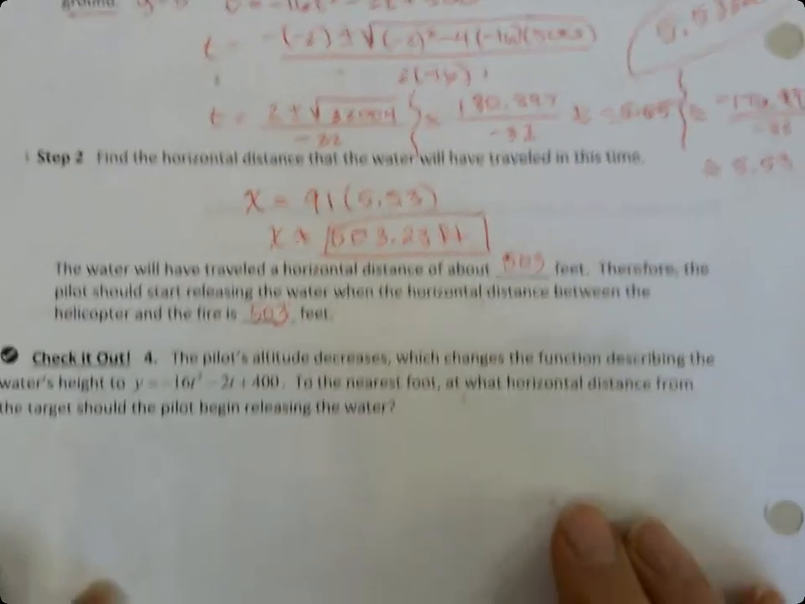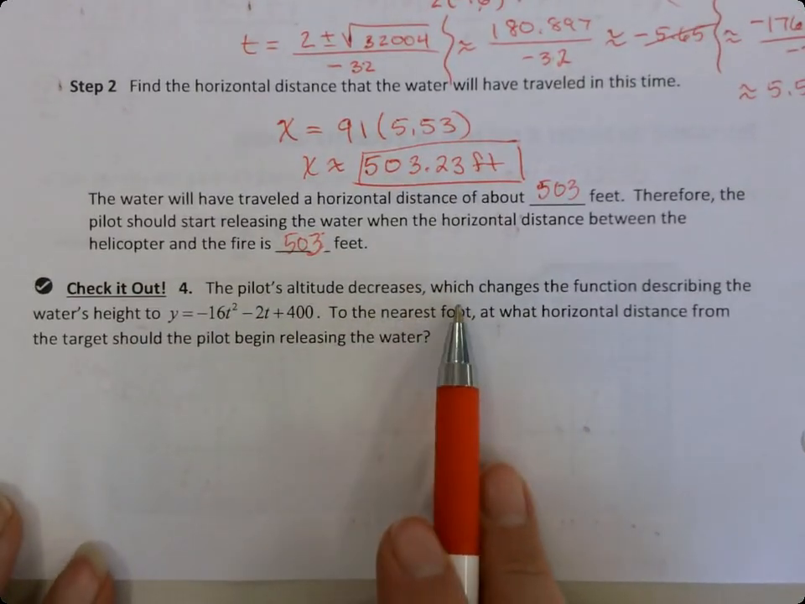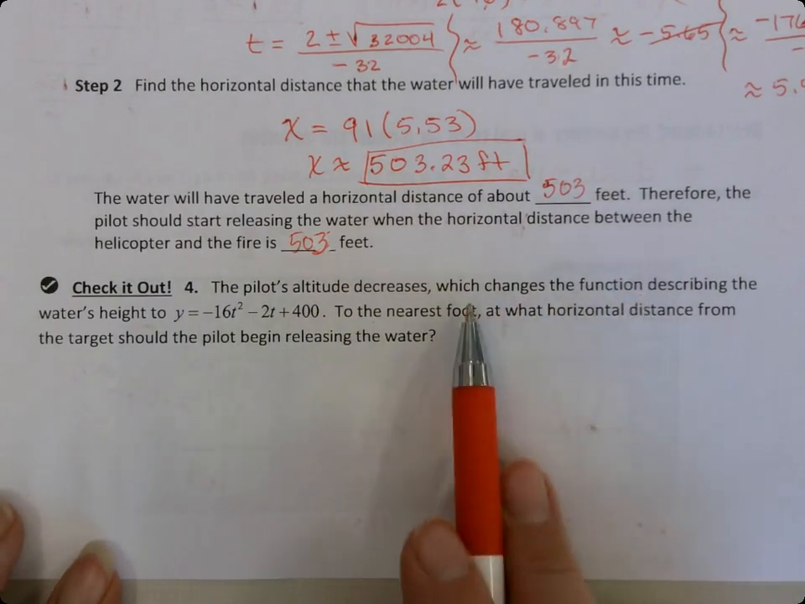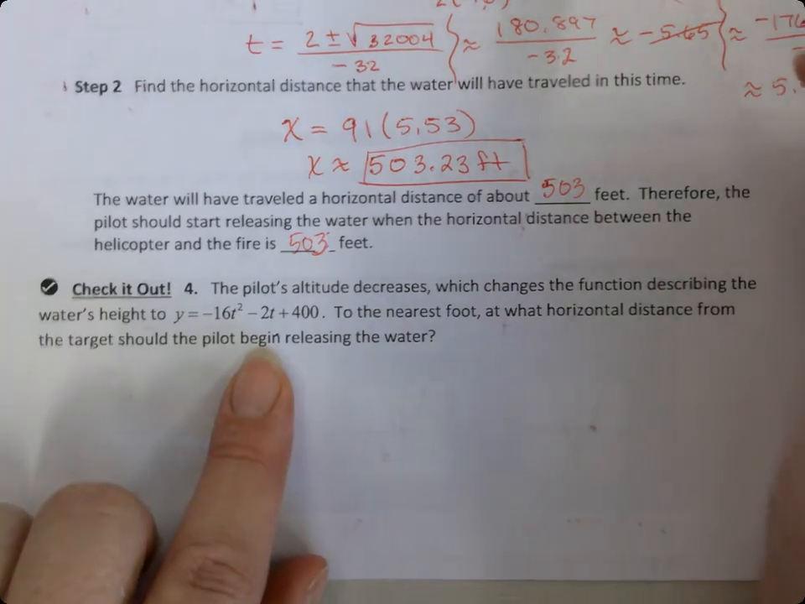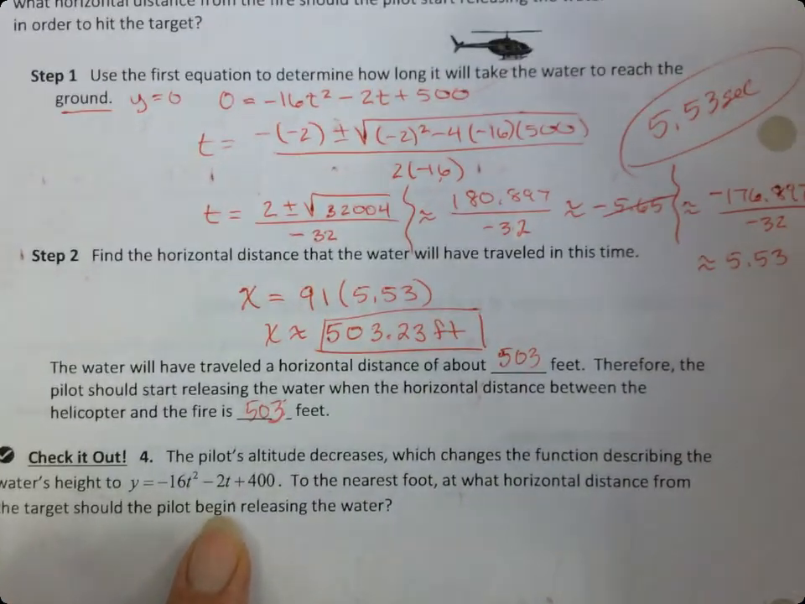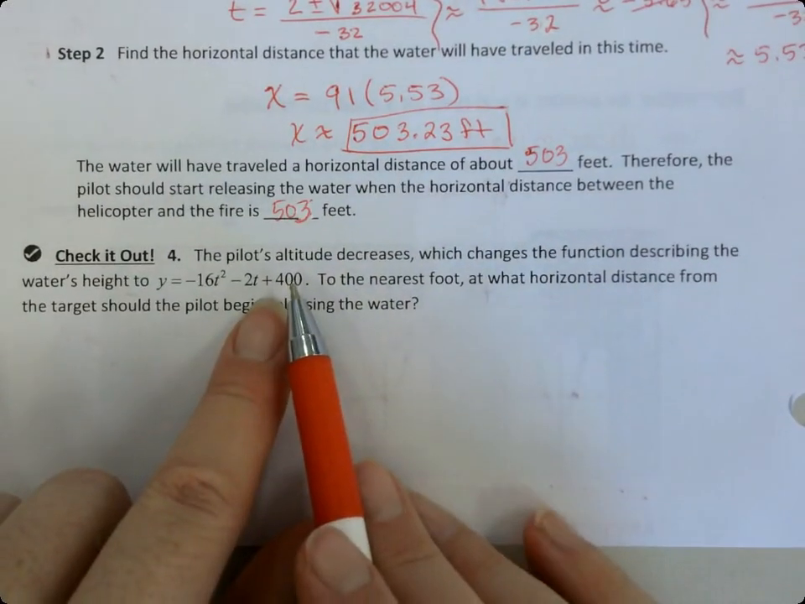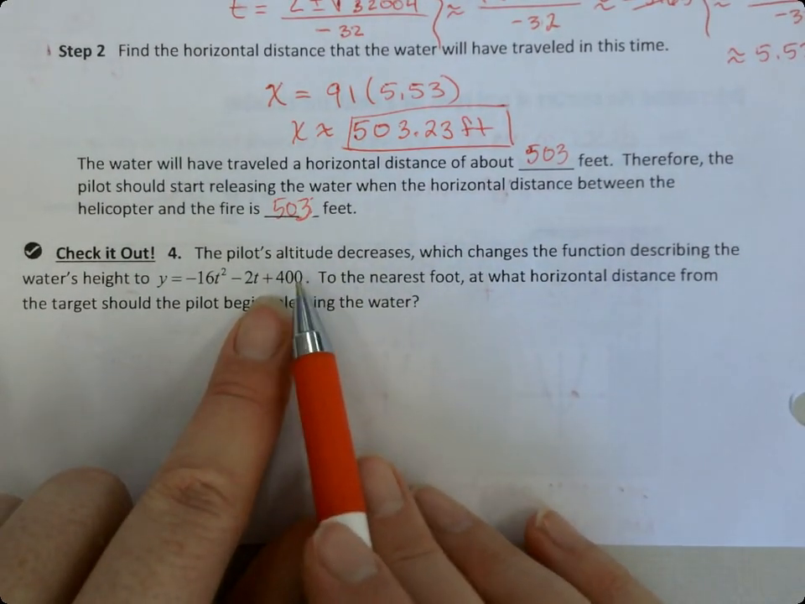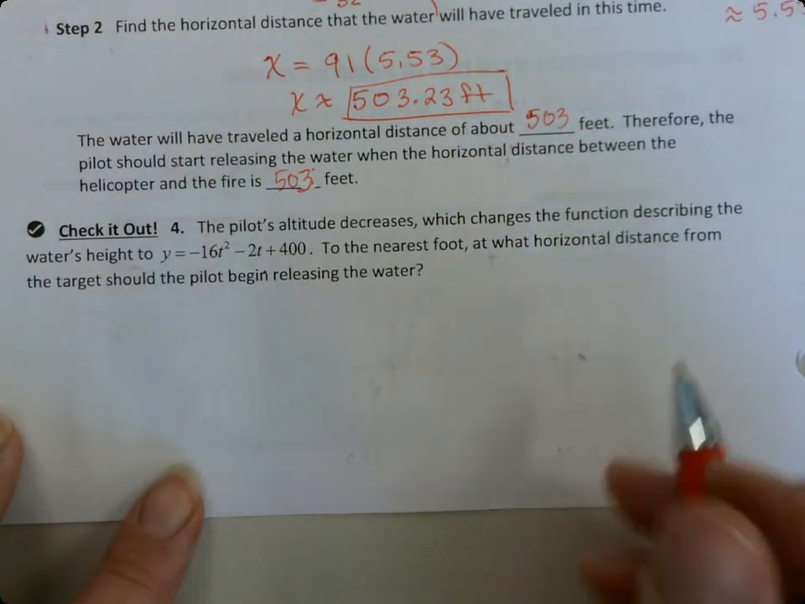Okay, another problem here. It says the pilot's altitude decreases, which changes the function describing its height to this. So do you see the difference here? The original function was negative 16 t squared minus 2t plus 500. Everything's the same, but he dropped his altitude by 100 feet. To the nearest foot, what is the horizontal distance the pilot should begin releasing the water?